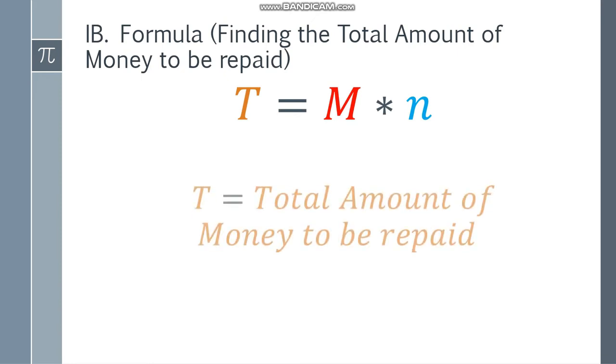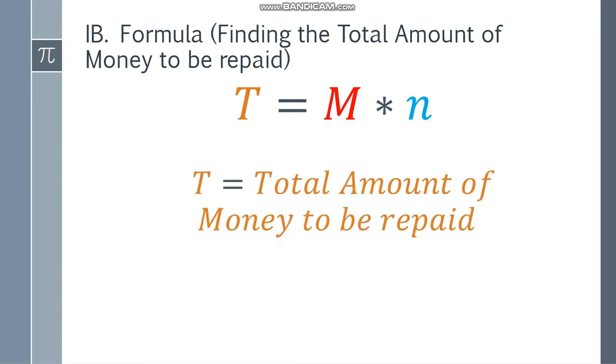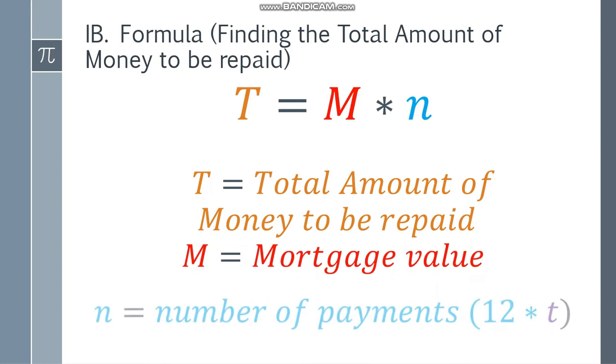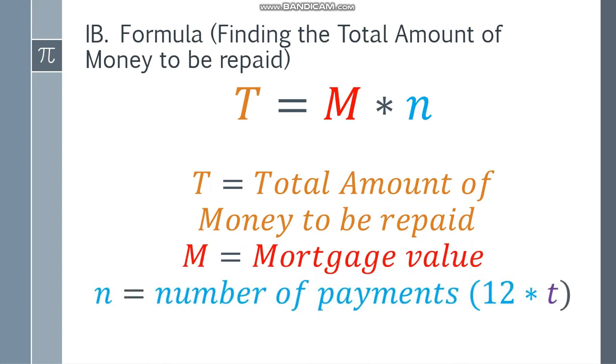Next one, just in case it will be asked, how about finding the total amount of money to be repaid? What is the formula? So T is equal to M times N, where T will be the total amount of money to be repaid, M will be the mortgage value, and N will be the number of payments. Again, number of payments will become 12 times T.